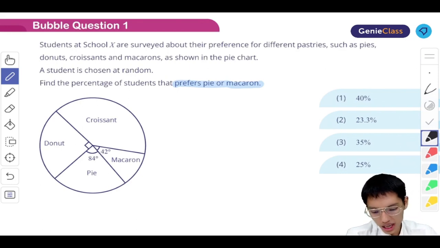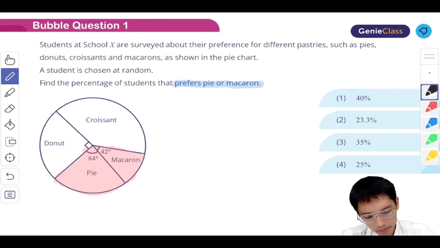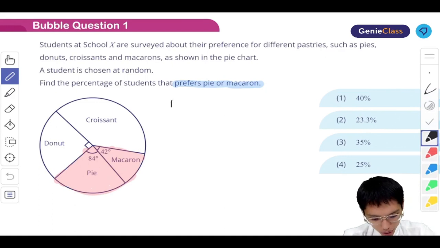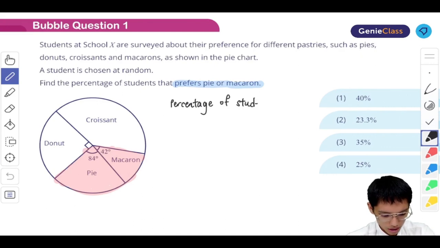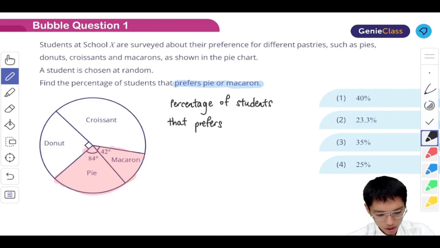So that means we are actually looking at this specific section, because either pie or macaron. So I'm looking at either the student likes pie or macaron, but I'm not too sure. So I'm just covering both of them under the red color section. So what do we need to do? Once we identify that, we need to find a percentage. So a concept of percentage is actually encompassed in this particular question. So percentage of students, in this case, that prefers pies or macarons.